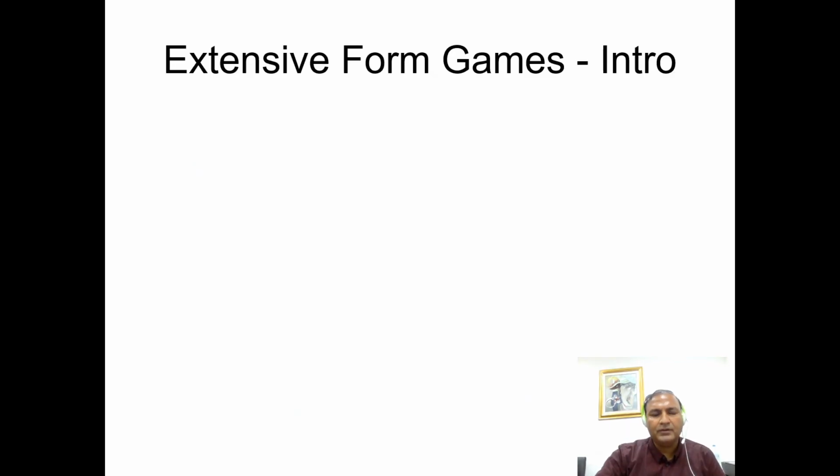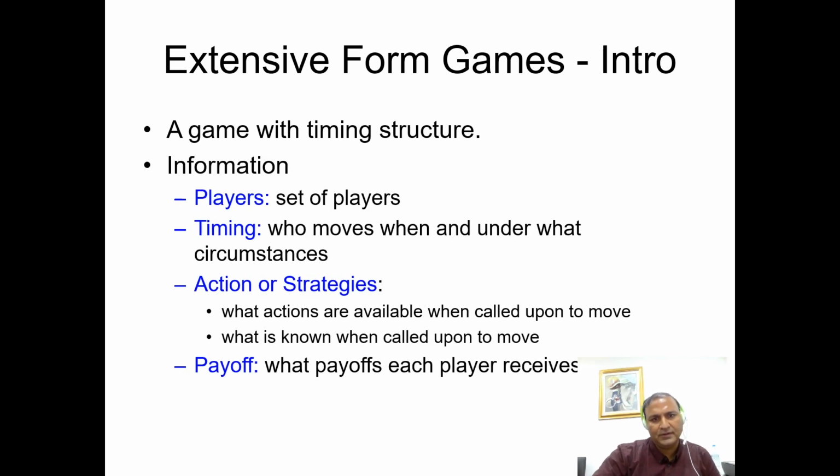So now we can start dynamic or extensive form games. And as you know from the previous slide, in dynamic games, one player moves after the other. So there is a timing structure. So basically in these dynamic form games, we have a set of players like we have in the static games. And then we have the timings. And by timings, we mean who moves when and under what circumstances.